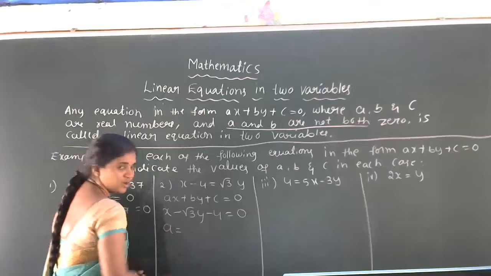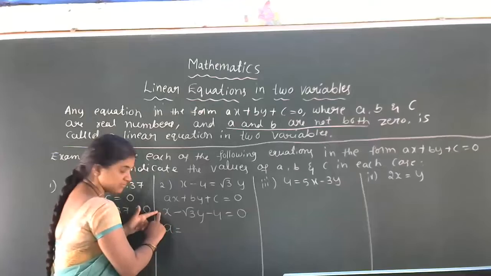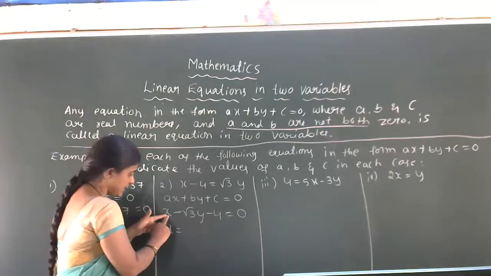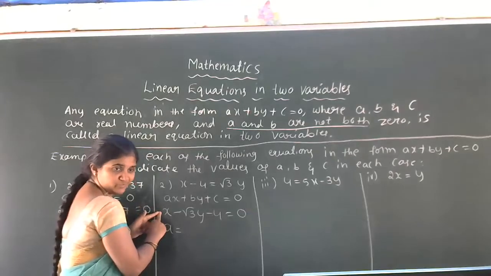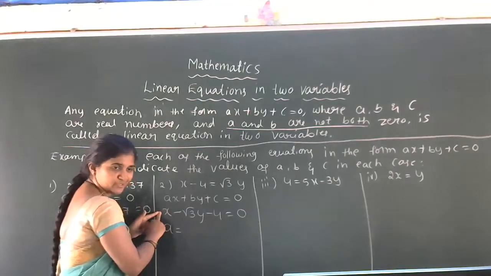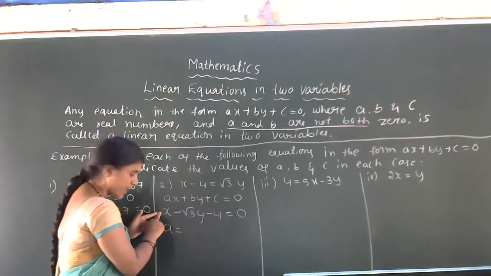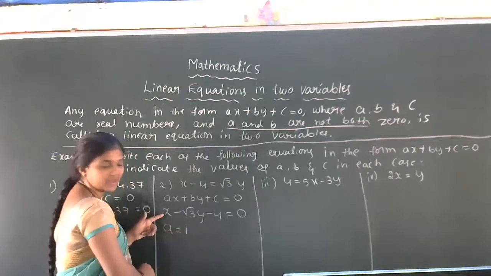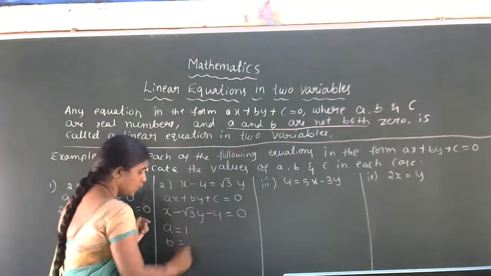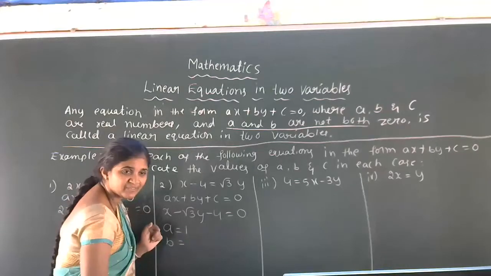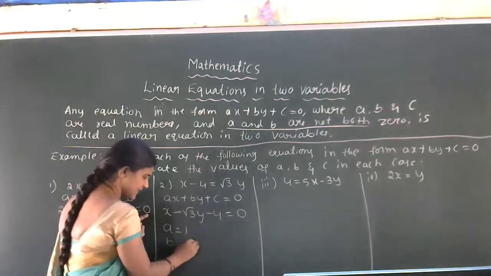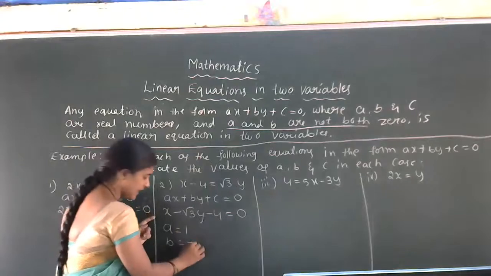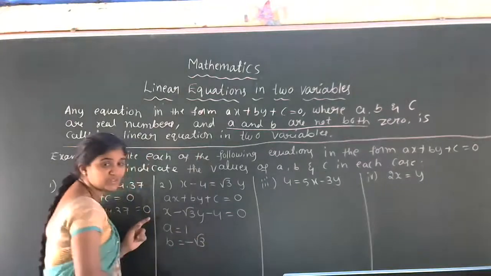What is the value of a here? a is nothing but the coefficient of x. What is the coefficient of x here? 1. Very good, a value is 1. Next, the b value. What is the value of b here? The b value is minus, then minus root 3, not root 3y.